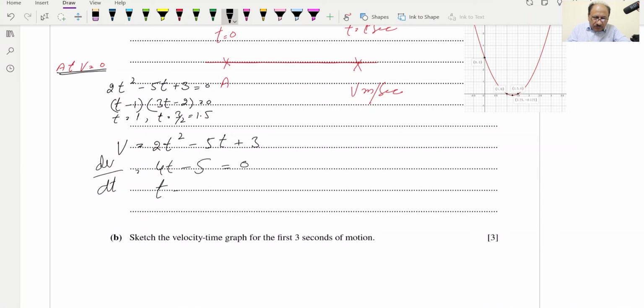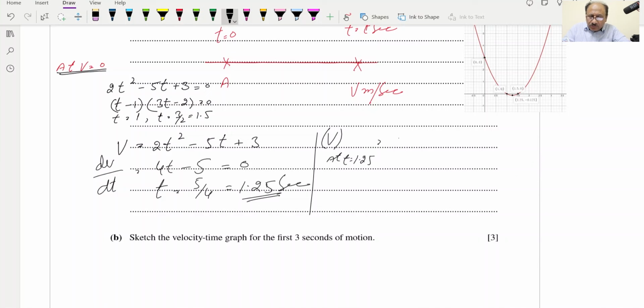T will be equal to 5 by 4, or we can write it as 1.25 seconds. This will be the time. Next, for the time 1.5, we can basically replace, and we can write the velocity at t is equal to 1.25.